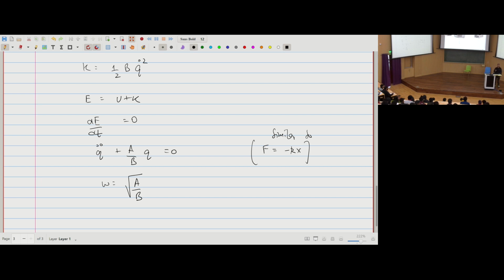Is that clear? So for those who are just joining, we're talking about the frequency of oscillation of systems which are bounded. Of course, unbounded systems will not have any frequency associated, or the frequency will be 0.